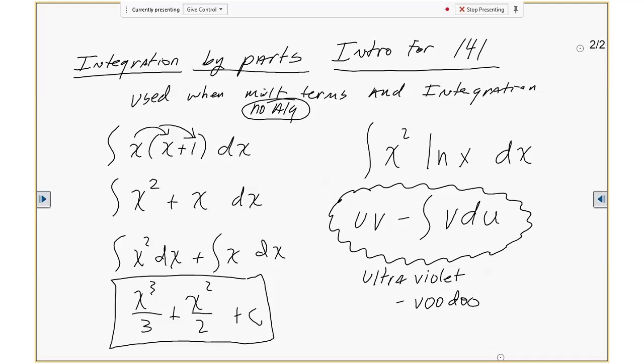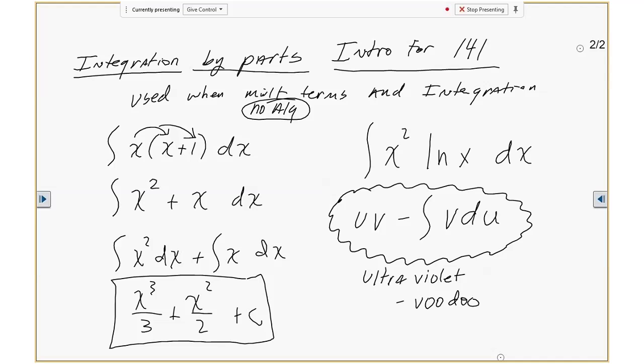Now, that's kind of like first times derivative of the second plus the second times derivative of the first, or denominator times numerator prime minus numerator times denominator prime over denominator squared. It's just a way that you can learn it. Now, it doesn't matter how you do it, okay?